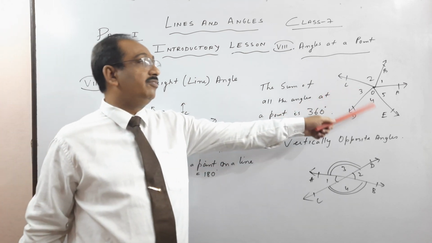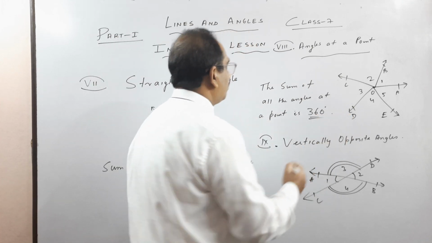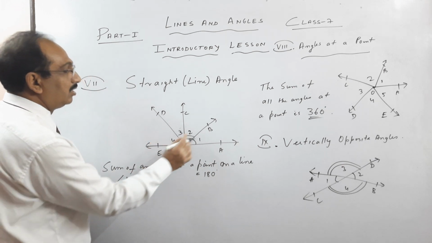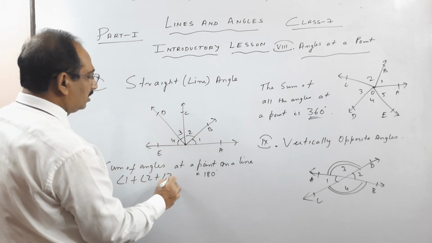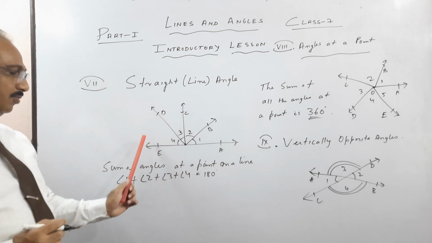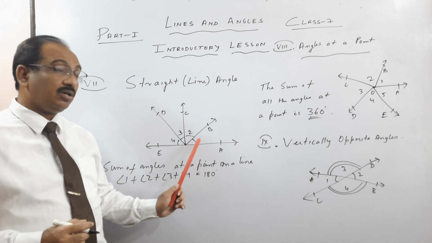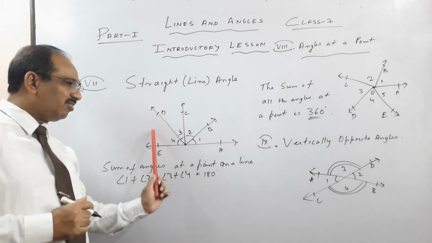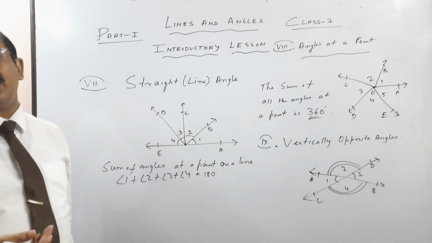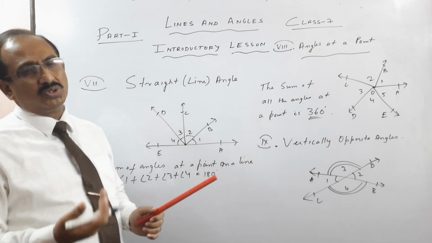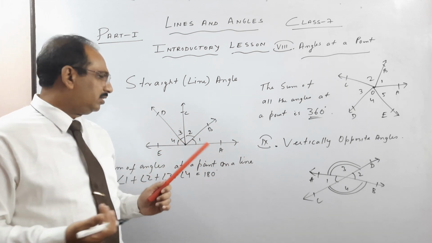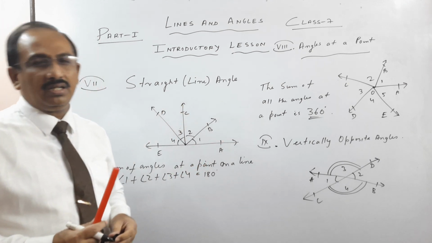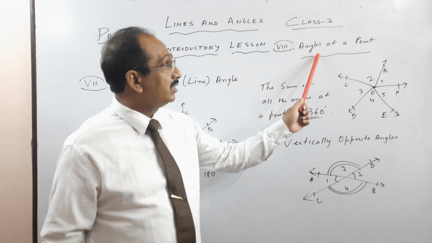Remember children, if you take both sides, then we get 360 degrees: 180 plus 180. So if you add all the angles, angle 1 plus angle 2 plus angle 3 plus angle 4, the sum of four angles at a point on one side of the straight line gives you 180 degrees. So a linear pair is when you have two angles making 180 degrees; with more than two, we call it straight line angle. In fact, in a linear pair also, if two angles make a straight line, then their sum is 180 degrees. So for two angles, you can use the straight line angle concept or the linear pair concept.